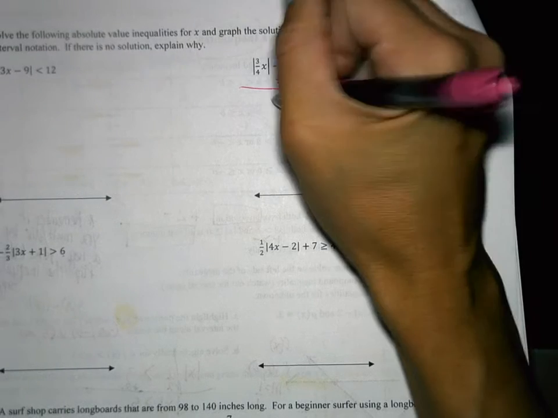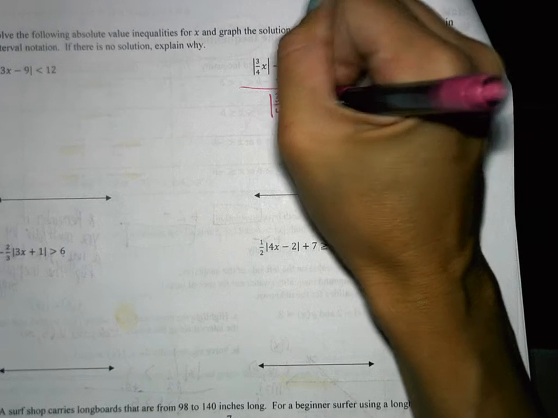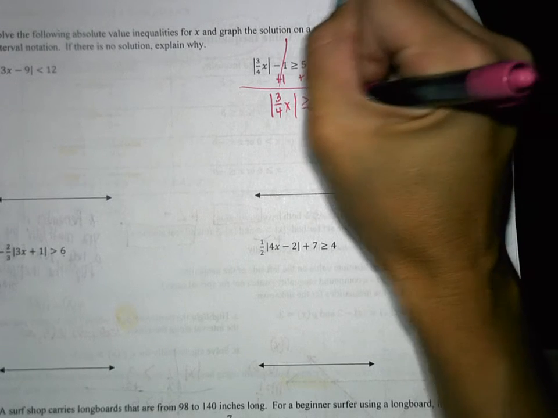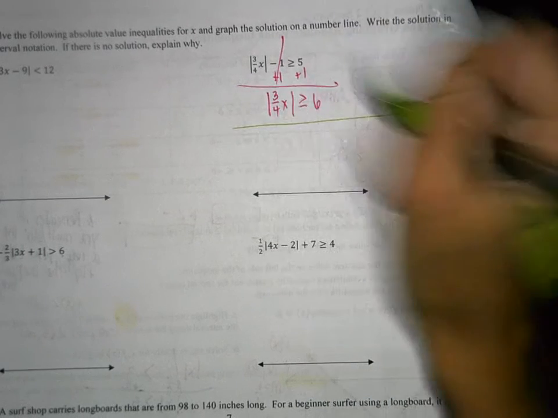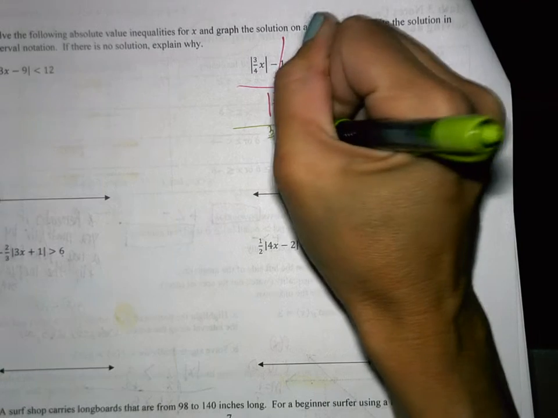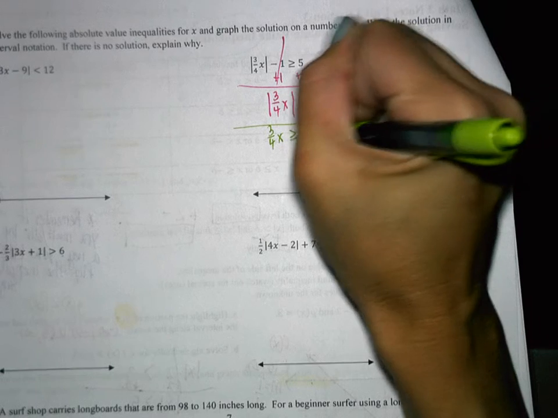So now I have absolute value of 3/4 x is greater than or equal to 6. Notice how the absolute value is by itself. Now I can set up my 2 equations. So this is where I set my 2 equations. I have 3/4 x is greater than or equal to 6. And what's my other equation?